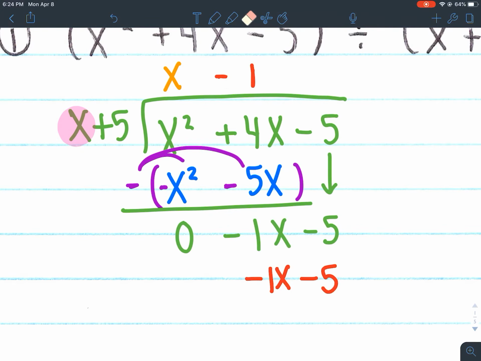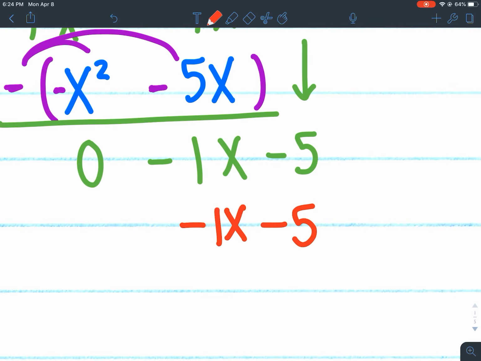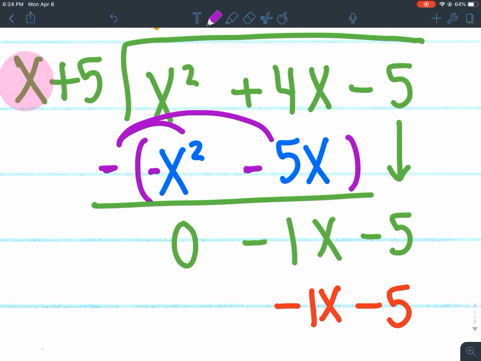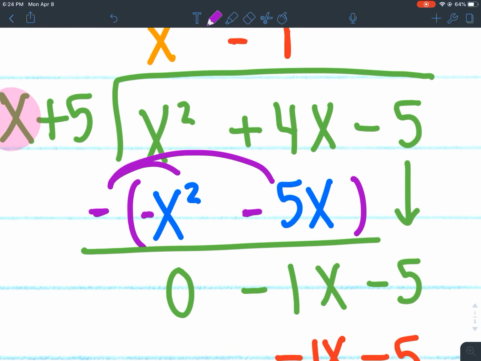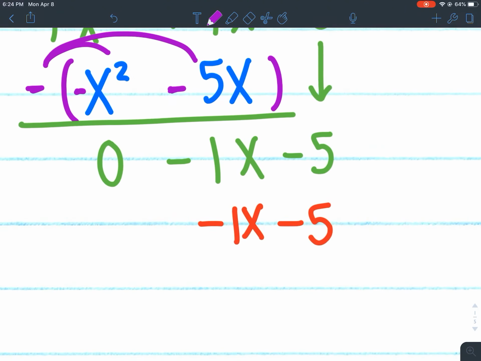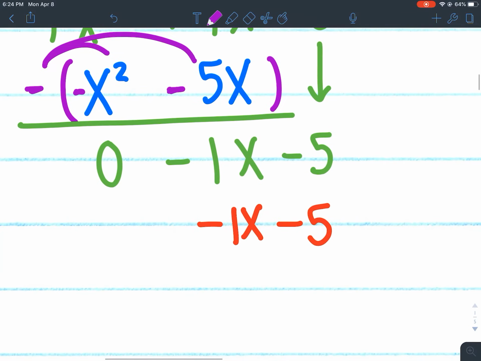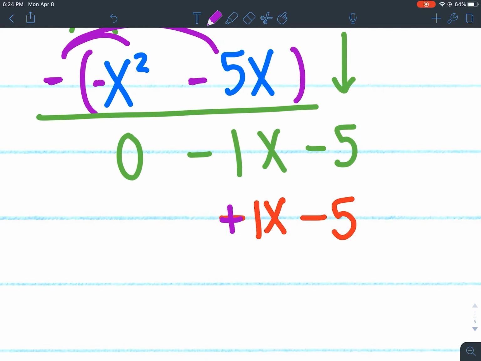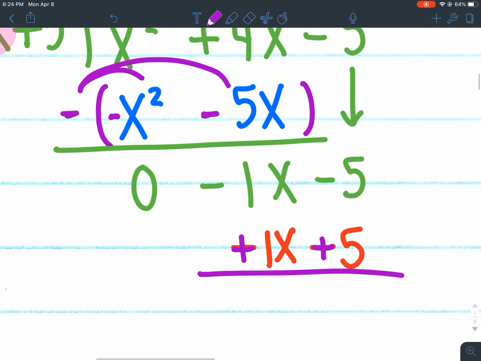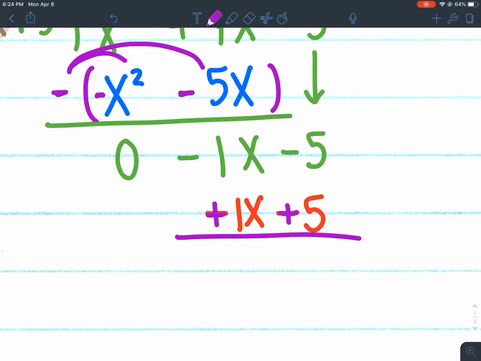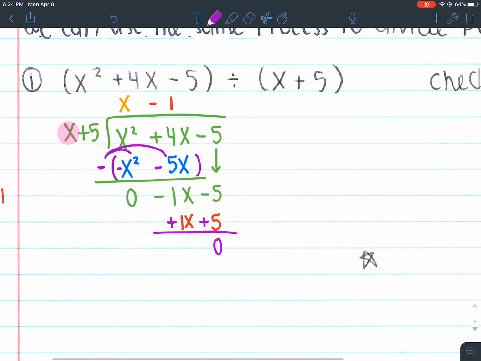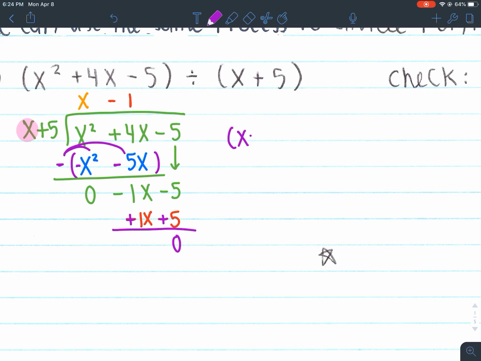There we go. Now, I need to subtract everything, right? But when I subtracted, what happened earlier? When I subtracted, all my signs changed opposite. So if I'm going to subtract and distribute the negative 1, I already know my signs are going to flip the other way. So this negative x is going to become a positive, and this negative 5 is going to become a positive. And when I combine these, what happens? I get 0 plus 0, right? So everything cancels, and so my quotient is x minus 1.